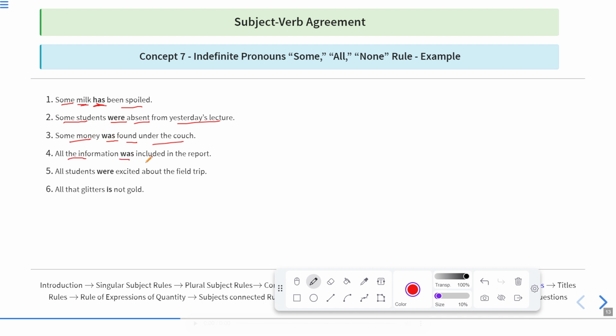All the information was included in the report. All students were excited about the field trip. All that glitters is not gold. So all that glitters is not gold is used with the word all. So this is how we should use these words. Now let us move to the next.